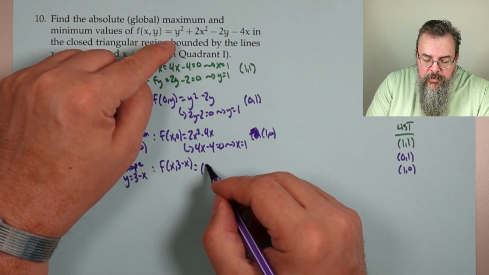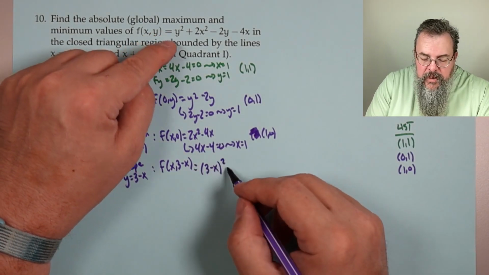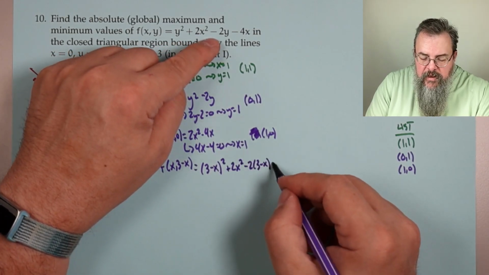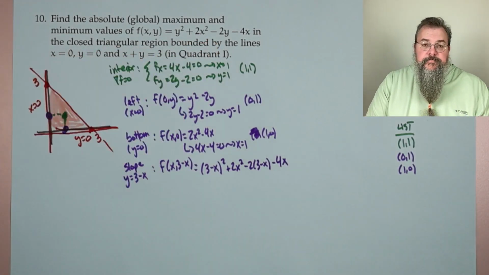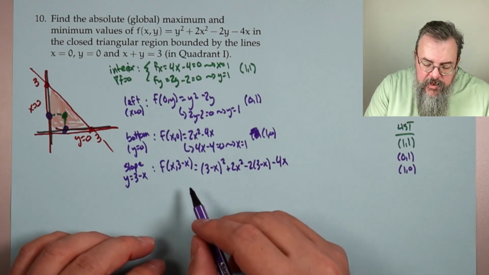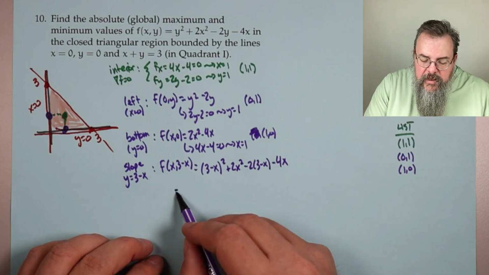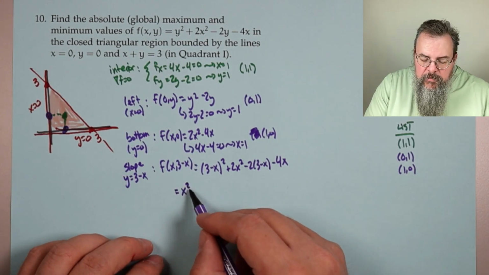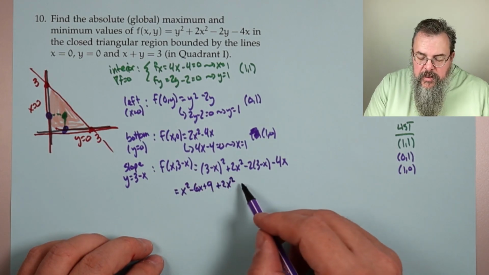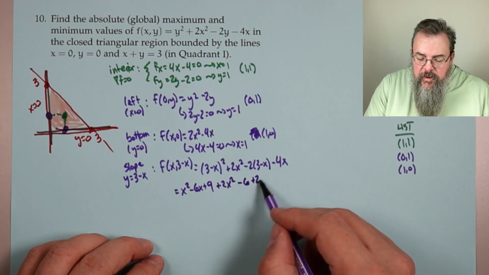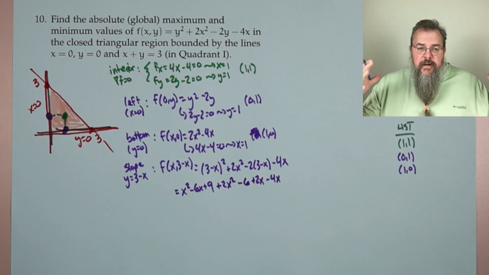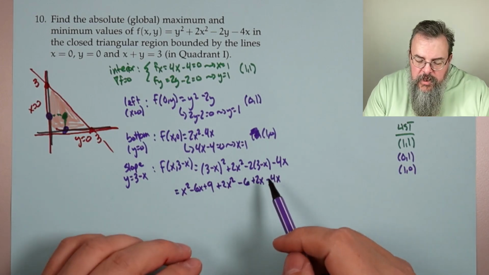So we have (3 minus x) squared plus 2x squared minus 2 times (3 minus x) minus 4x. So everywhere we saw y, we put in 3 minus x. Now before we do anything else, let's expand this. So this becomes x squared minus 6x plus 9 plus 2x squared minus 6 plus 2x minus 4x. So here we're just expanding our terms, and now we're going to group.